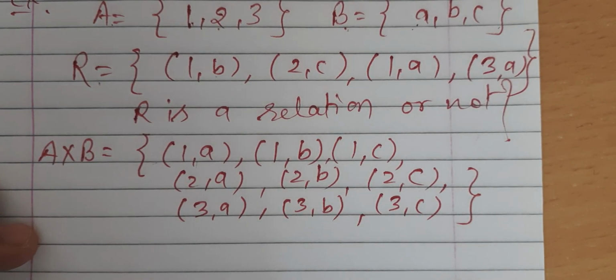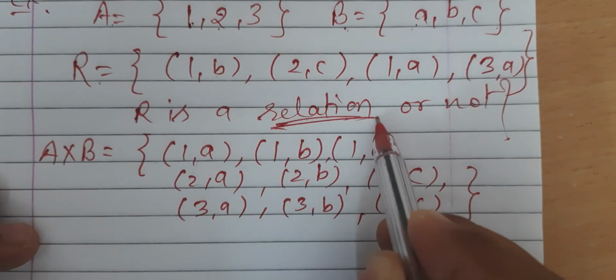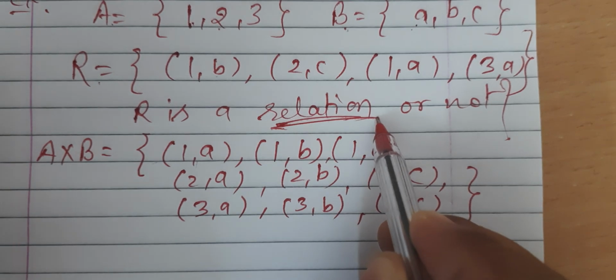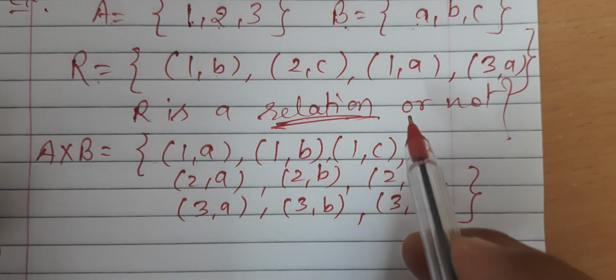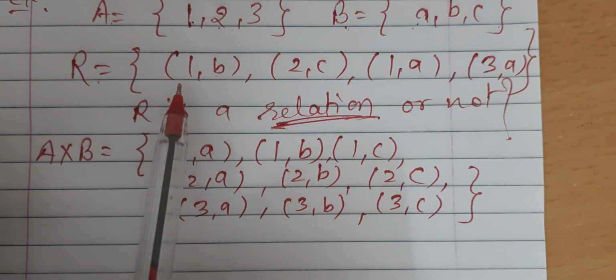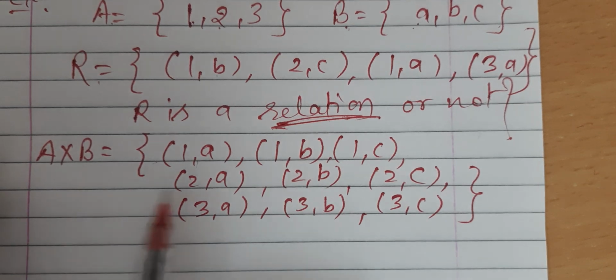Now we have to check whether R is a relation or not. Relation means subset, so is R a subset of A cross B or not? And what is the meaning of subset? Are all the elements of set R also elements of set A cross B or not? That we have to check.